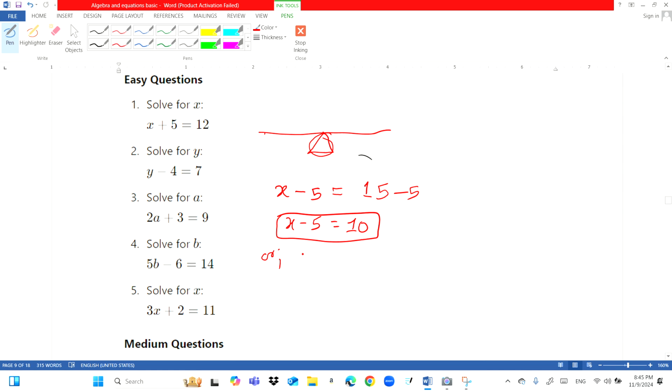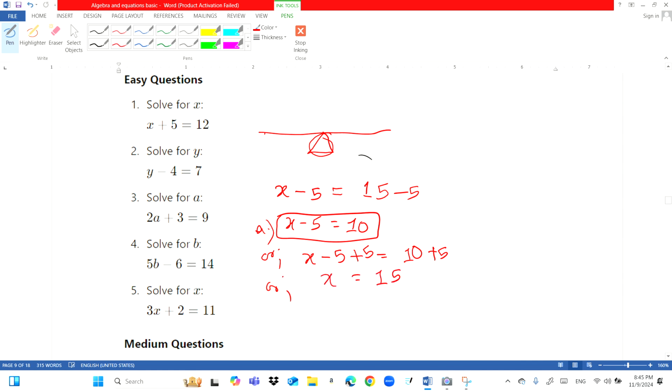So what I'm going to do is add 5 on both sides. This is our question, let's say question number 1, question A: x minus 5 equals 10. Now what I will do is add 5 on both sides, adding 5 here and adding 5 here. So what will we get? The minus 5 and plus 5 will cancel, so x equals 15.